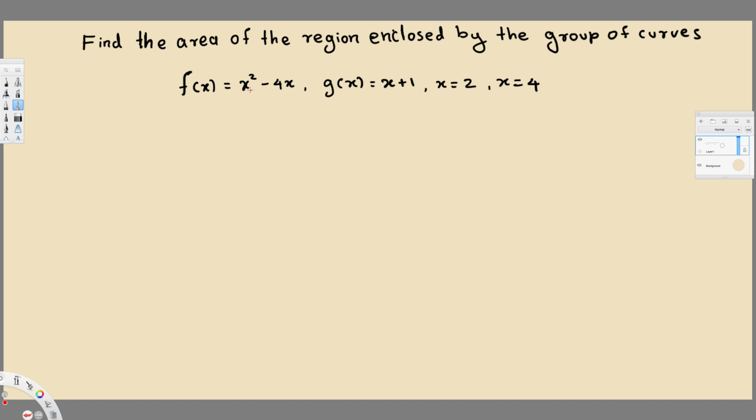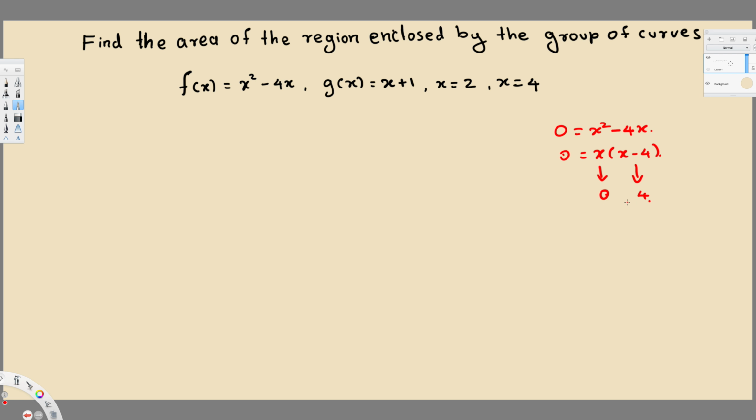So before I do that, I have to know the x-intercept for this function. To find that one, I just have to equate this one to 0. So here we are going to have 0 is equal to x square minus 4x. If I factor this one, this is going to be x times (x minus 4), and from this one we know that this is going to cross x is equal to 0 and x is equal to 4. These are the two values that our function is going to cross, and we know this is a parabola opening up because it's positive x square.